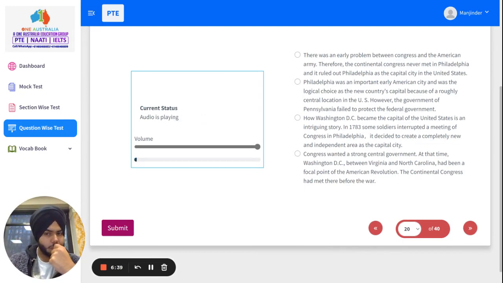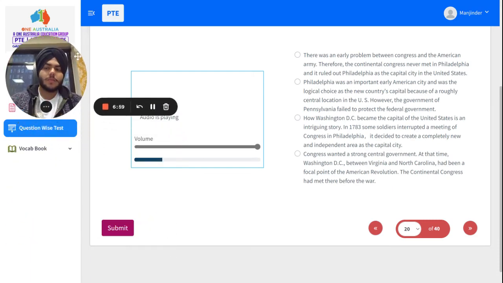We all know that the capital of the United States is Washington, D.C. However, when America first became a country, Washington didn't even exist. Back then, Philadelphia was the logical choice as the new country's capital. Why Philadelphia? Why not Boston, New York, or even Charleston?